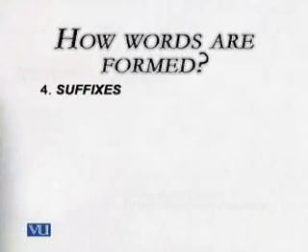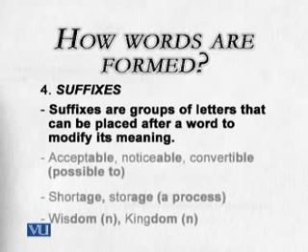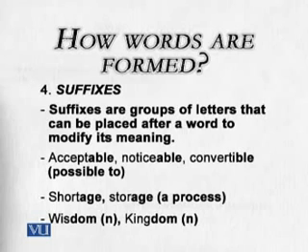Next come suffixes. I already explained that suffixes are groups of alphabets which we put at the end of words, and we create new words with new meanings. Some examples, I have jotted down on your screen. You can take a look. Like the first word, accept. Accept is a root word, and I added able at the end of the word, so it became acceptable. Another word is notice, from notice to noticeable, and another example is from convert to convertible.